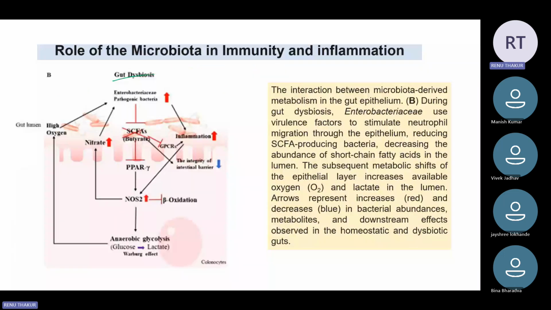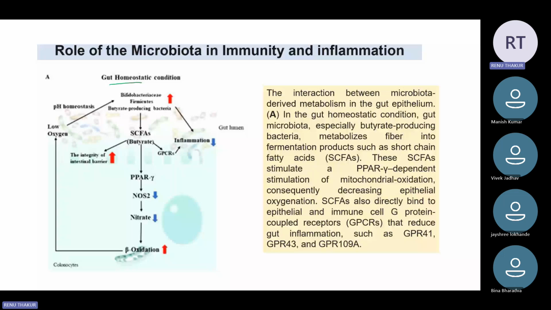So ultimately we have to prefer this one, the gut homeostatic condition, because if the gut homeostatic condition is there, then there will be no infection in our body. If the good amount of bacteria increases, then the bad amount of bacteria will automatically decrease.